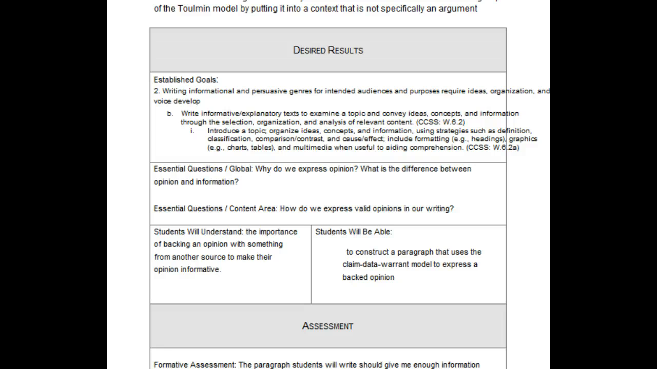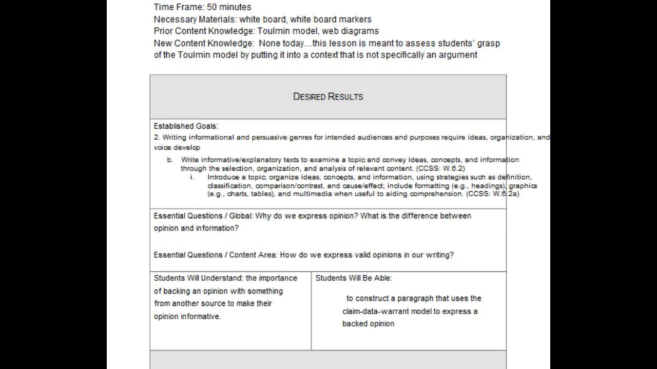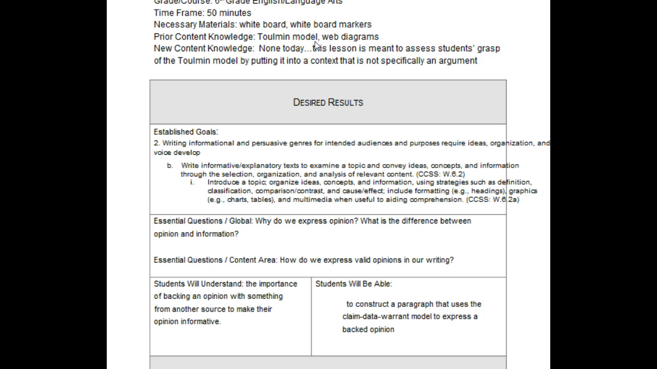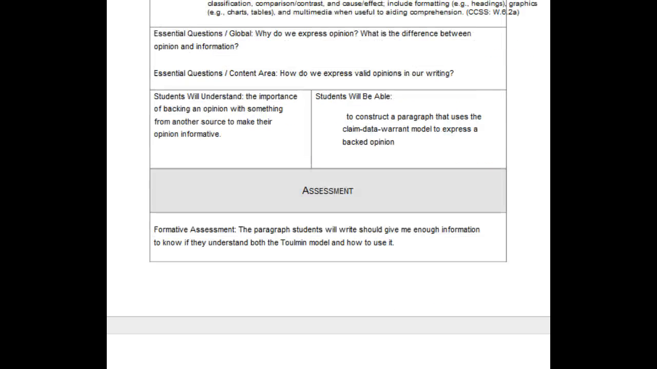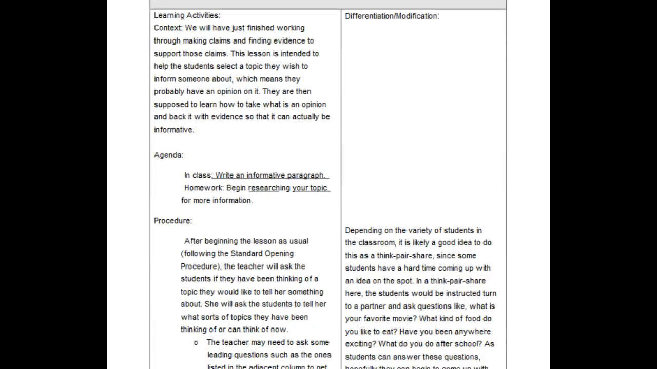So it looks like the goal for this lesson plan, you say, is to construct a paragraph that uses claim, data, warrant, but really I think that the whole purpose of the lesson plan is just to choose a topic. I did note that you put the Toulmin model in the prior content knowledge, and nothing new, that they're just applying this knowledge in this lesson plan. But that's always tricky, right? Assuming that you taught them the Toulmin model in a solid enough way that they can use it, that's always a little tricky. Let me show you a few places where I had some concerns, okay?